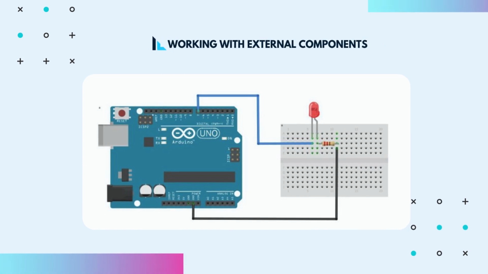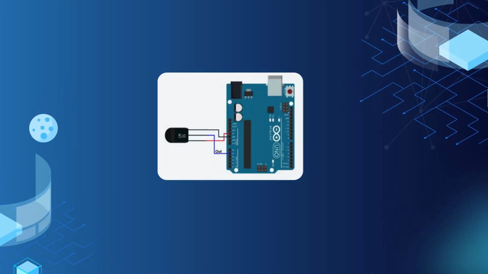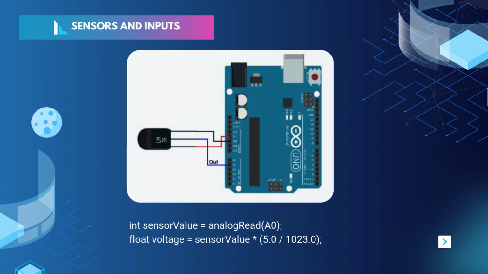Now let's go beyond the built-in LED. Using a breadboard and an external LED with a resistor, we can control more devices. The same code logic applies. Arduino becomes powerful when you read data from the environment using sensors. Let's connect a basic temperature sensor, the LM35, and read analog data using analogRead.